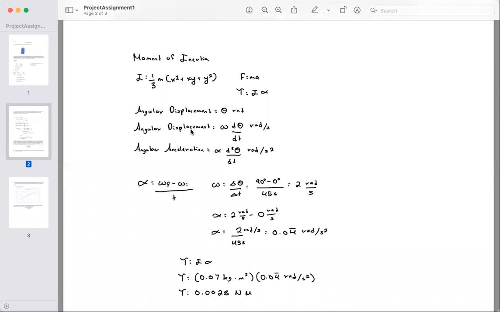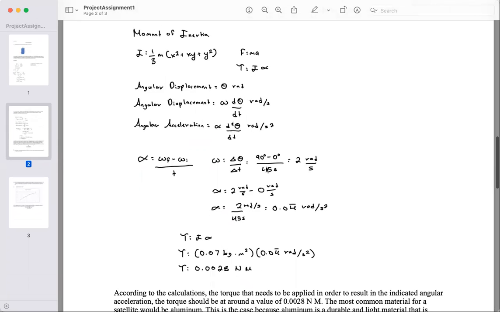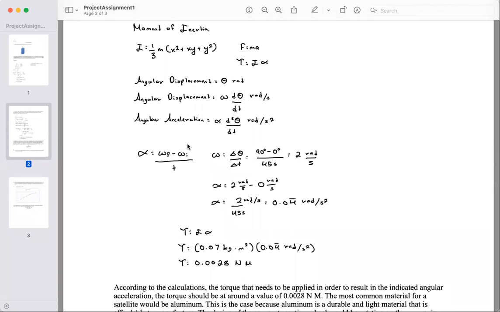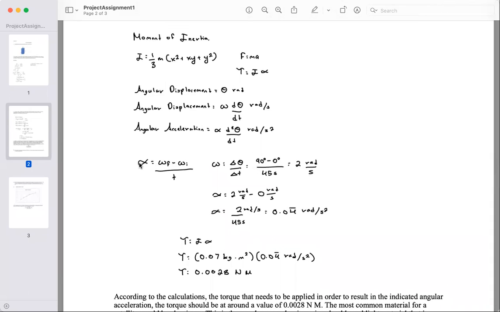This is supposed to say velocity. Angular velocity is the derivative of theta over the derivative of time. And then the angular acceleration is represented by the second derivative of theta over the derivative of time squared. So we get a unit of radians per second squared. And so then I calculated the angular acceleration and also the angular velocity.